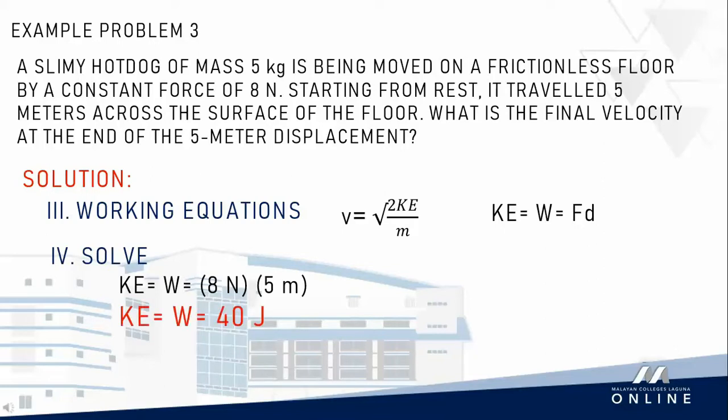Next, we will use this value to get kinetic energy. Substituting these in our derived equation along with mass, our computed final velocity is 4 meters per second. And this is the final velocity of the hot dog after traveling a 5-meter displacement.